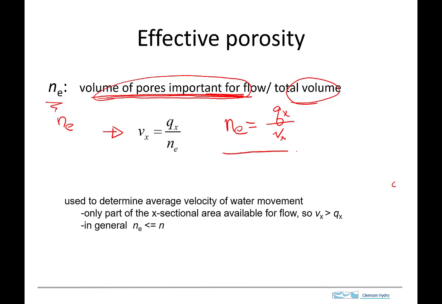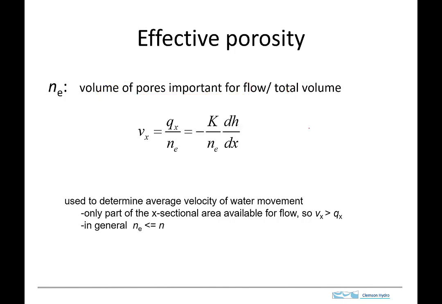If we want to use this definition, then what we need to do to determine the effective porosity is to measure the flux and the average velocity independently. The flux is determined as the flow rate per unit area, and the velocity is determined using the travel time over a unit of distance. That's usually done by introducing a tracer into the porous material.